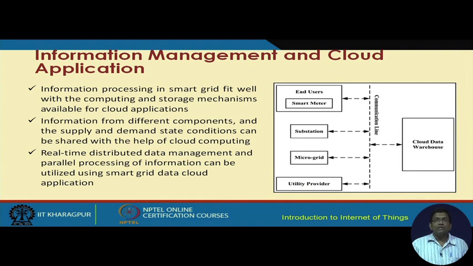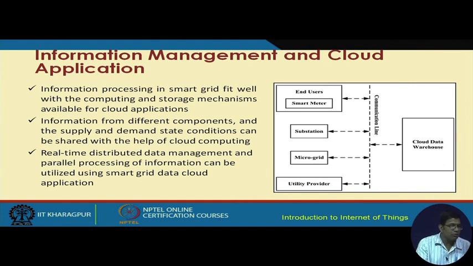Then we have the information management. Information processing in smart grid fits well with the computing and storage mechanisms available for cloud applications. Information from different components and the supply and demand state conditions can be shared with the help of cloud computing. Real-time distribution, data management and parallel processing of information can be utilized using smart grid data cloud applications.